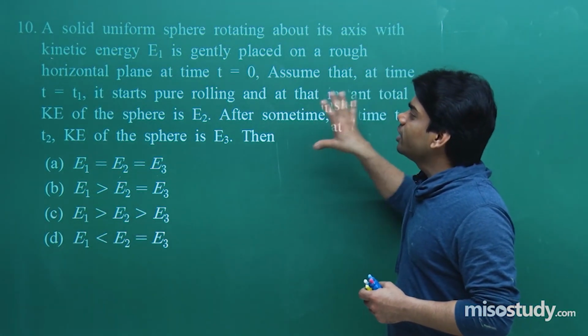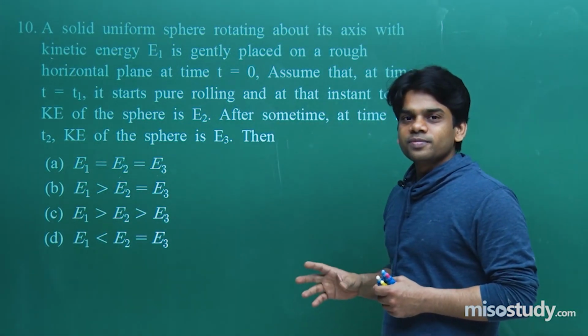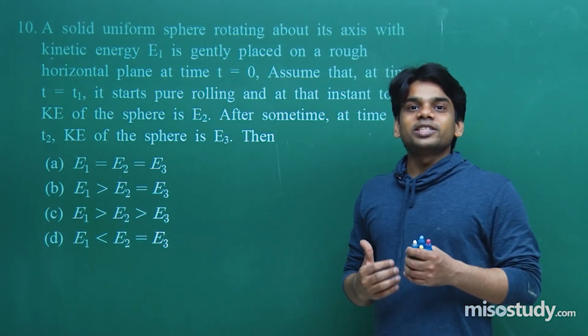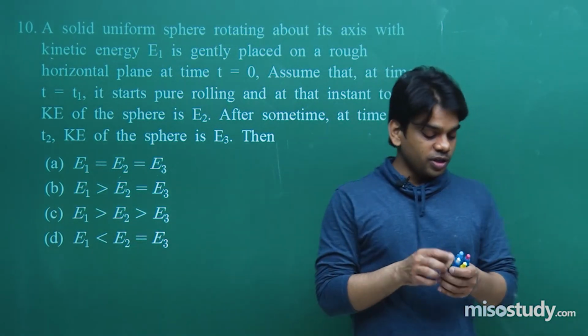Assume that at time t equals t1 it starts pure rolling. Now initially what will happen? Initially it will rub against the surface. You see here what is happening.